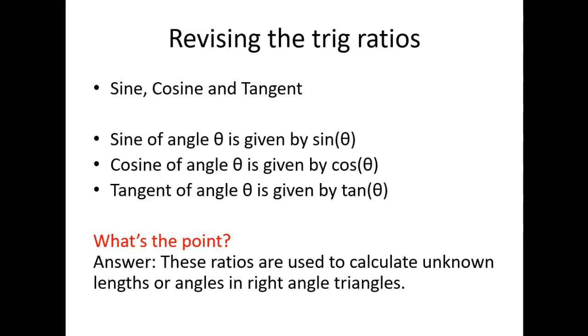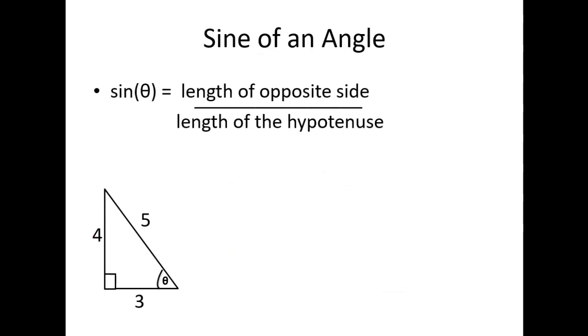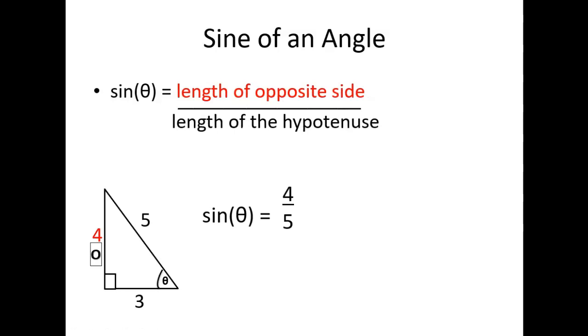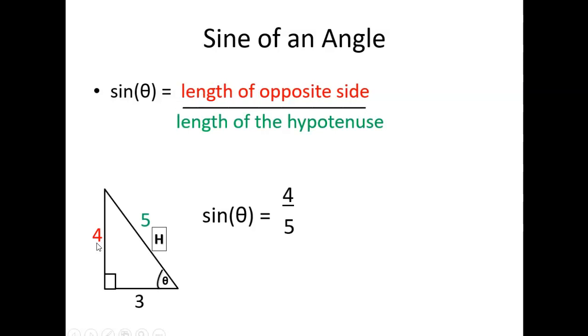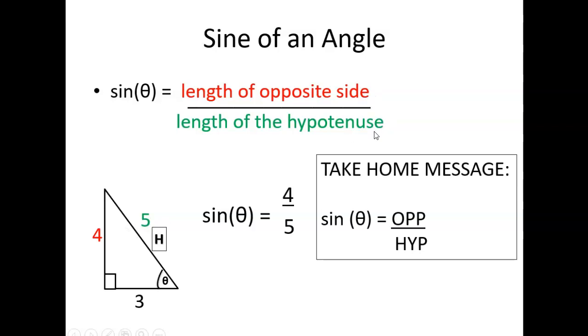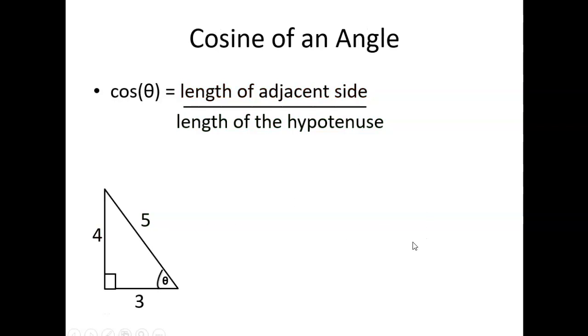All right, so what's the point? These ratios are used to calculate unknown lengths or angles in right angle triangles. So let's have a look at this one. Sine theta is the length of the opposite side over the length of the hypotenuse. So this is just a fraction, or you could call it a ratio. That's why they're called trig ratios. In this one here, the opposite is 4, and you can see that highlighted in red. The length of hypotenuse is 5, so that's highlighted in green, and you can see it's up here, which is awesome. And basically, sine theta is equal to your opposite over hypotenuse.